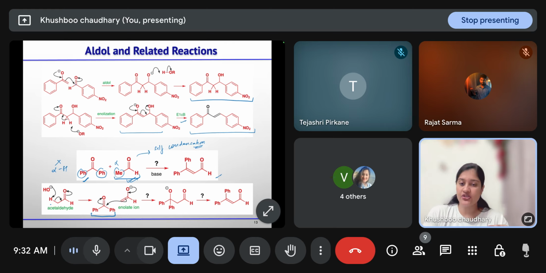So cross condensation only takes place when the other carbonyl compound that you are using is more reactive than the species that we are using for enolization. So in this case, the enolate that is generated will react further with this aldehyde only, because aldehydes are more reactive.